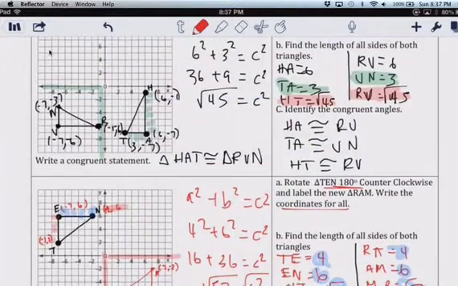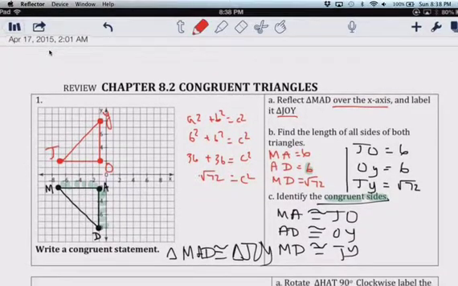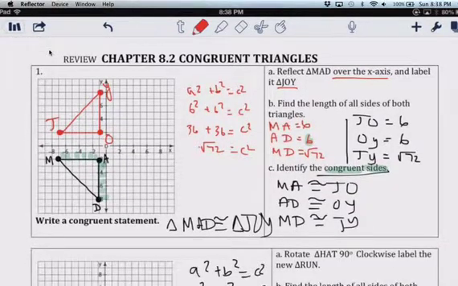And then the other side of your homework is a worksheet, and I don't have a copy of it. So this is it.